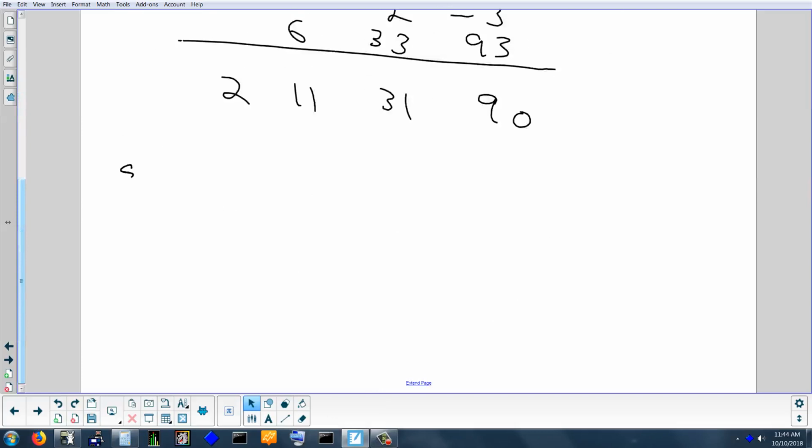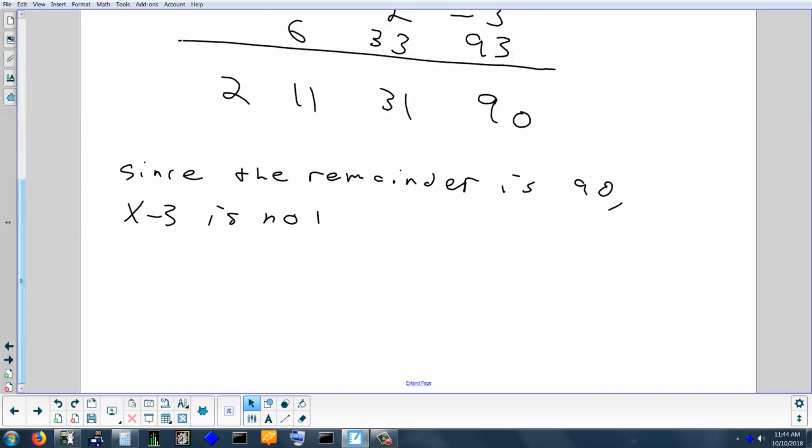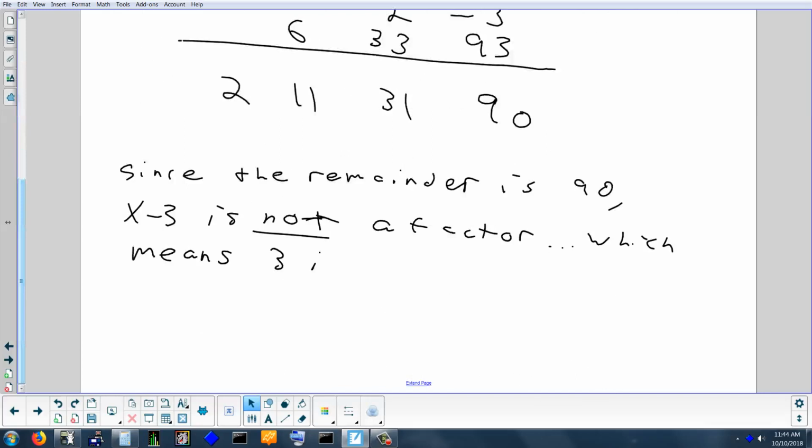And I'll just write it out. Since the remainder is 90, I just proved x minus 3 is not a factor, which means 3 is not a 0, or a root, whatever they call it. Any questions on that?